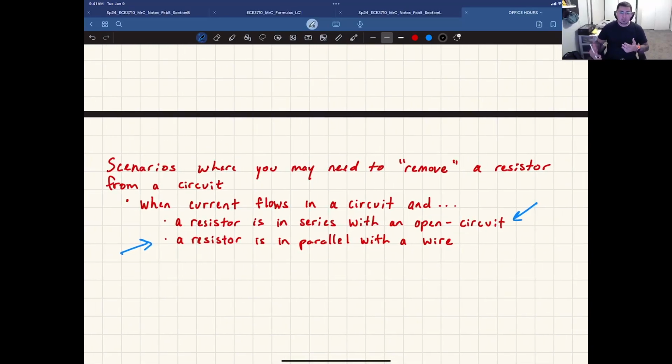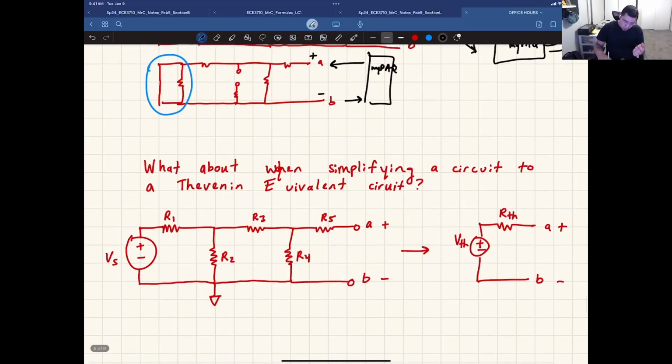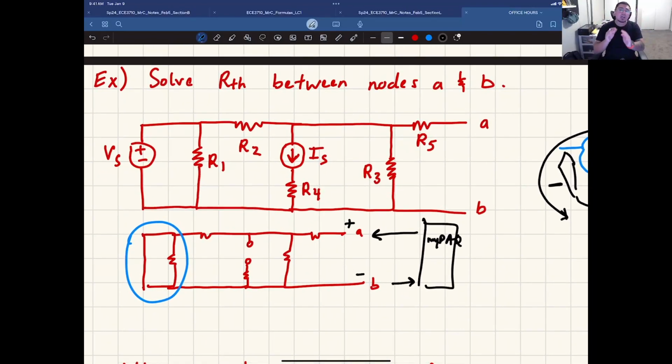scenarios where you may need to remove a resistor, what was the fundamental premise? When current flows in a circuit. And I am stating here that when you're solving for R Thevenin of a circuit, there is current, but it's not current from the current source. It's not current from the voltage source. It's current from the MIDAC that you would have been using to measure the equivalent resistance, known as R Thevenin, of the circuit. That is why I care about this resistor in parallel to the wire, and I care about this resistor in series to the open circuit.